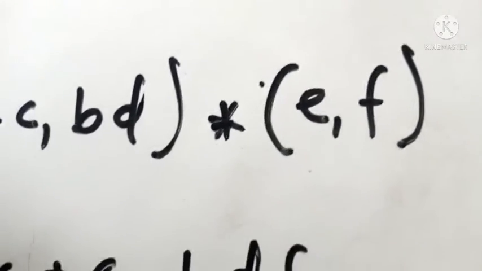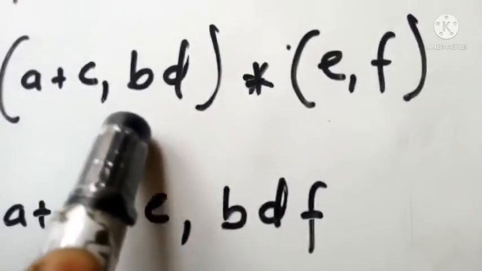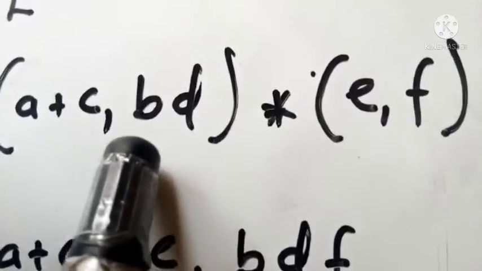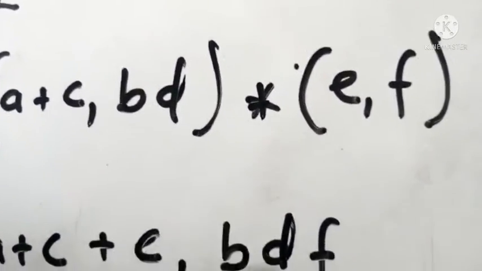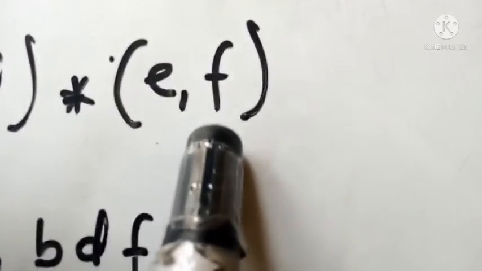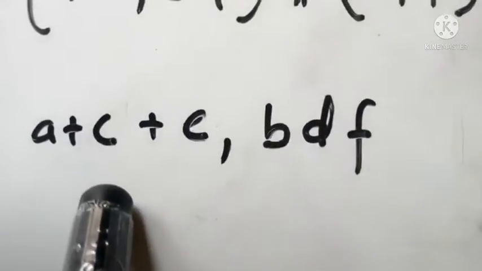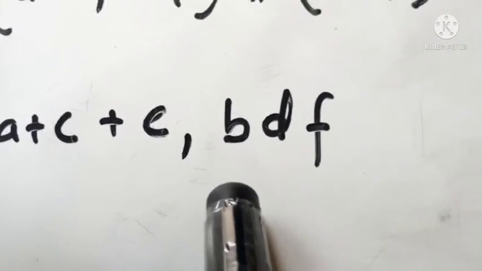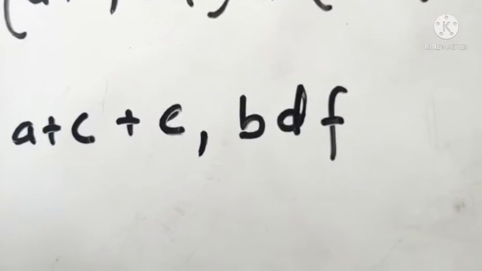So that is E. So plus E here, everything comma, the second leg of the first person, that is the BD, right? Everything is the second leg, so that is the BD multiplied by the second leg of the second person, that is F, right? So we are down here. So here we are going to have A plus C plus E comma BDF, right? All that matters here is the arrangement, how you arrange it.